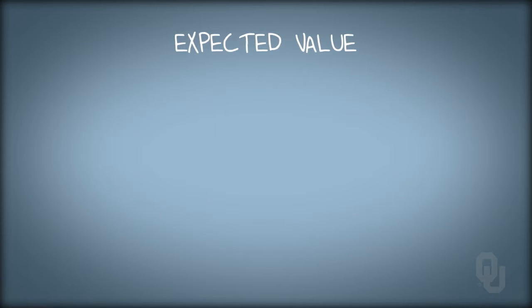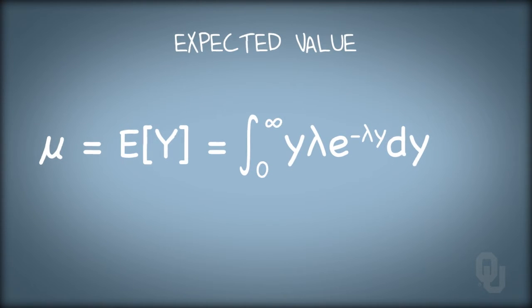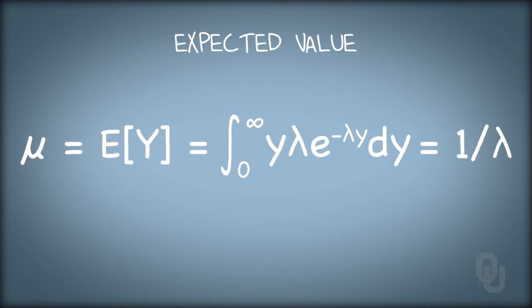Let's look at the expected value. Recall that the expected value of a continuous random variable is the integral of y times f of y, evaluated on the bounds of the distribution. For exponentially distributed random variable y, this is the integral of y times lambda e to the minus lambda times y, evaluated between 0 and infinity, as the exponential distribution extends infinitely in the positive direction. If you work that out, you'll find that the expected value is 1 divided by lambda.